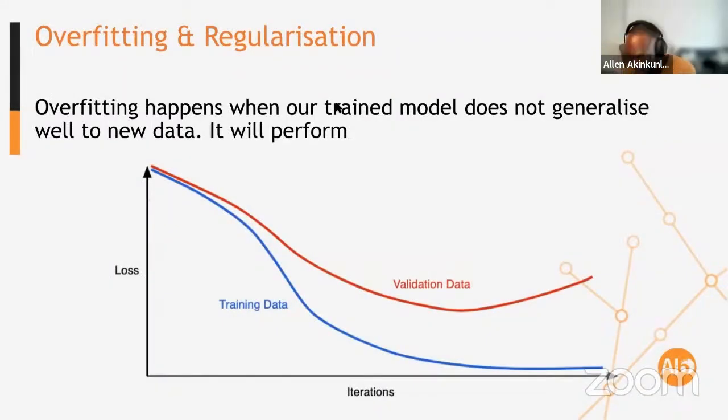So, overfitting and something called regularization, which I will not talk so much about because we have 7 minutes left in this class. I do not want to, because I know we've covered a lot for an introduction to machine learning class, and I think where we are is a good place. Overfitting happens when our trained model does not generalize well to new data. I'm going to explain what that means.